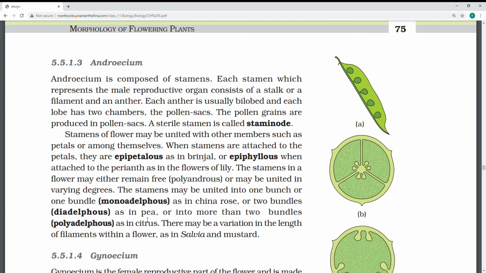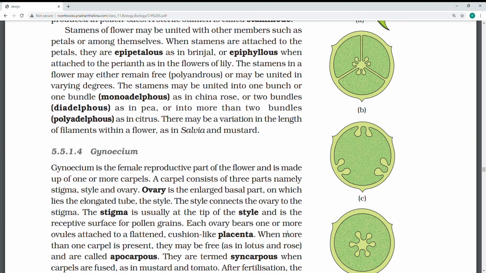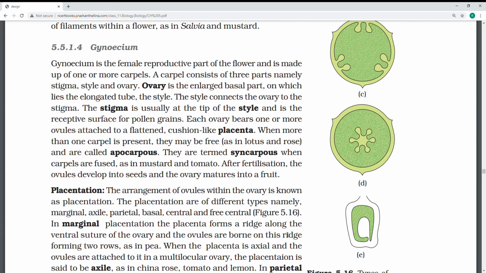Two bundles in pea, three bundles in citrus. There may be a variation in the length of the filament, because in salvia and mustard it is different. In the same way, gynoecium also. They have given syncarpous and apocarpous: syncarpous when carpels are fused, apocarpous when they are free. Apocarpous are present in lotus and rose. Syncarpous is in mustard and tomato.